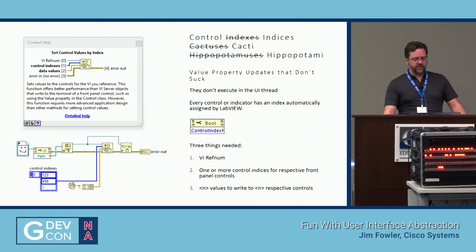To update a control by a control index, you need 3 things. You need a VI refnum, because the control index is not necessarily unique across multiple VIs for obvious reasons. So the control index only applies to the VI that the control or indicator is on. You need 1 or more control indices for respective front panel controls, and you need values to write. And if you're updating n controls or indicators, you need n respective values.